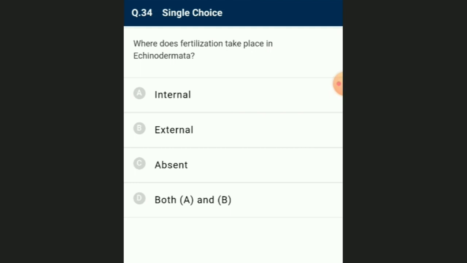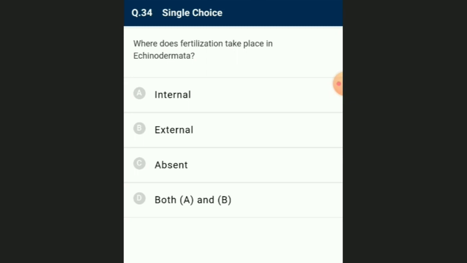Question number 34. Where does fertilization take place in Echinodermata? The members of phylum Echinodermata are spiny-bodied sea creatures which possess an endoskeleton, otherwise called an internal skeleton, composed of calcareous ossicles embedded in the skin. Echinoderms are exclusively marine, bottom-dwelling and free-living animals.